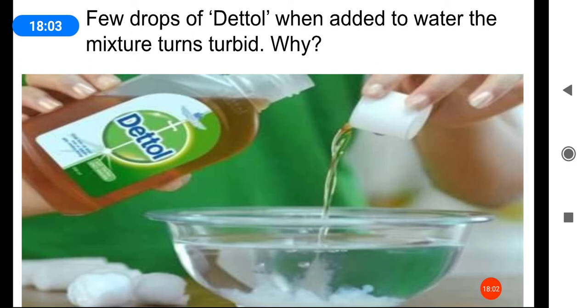A few drops of Dettol, when added to water, make the mixture turn turbid. Why? Turbid means cloudiness. Dettol and water are immiscible with one another and they form an emulsion. So when we mix Dettol in water, the Dettol particles get suspended in water and scatter white light. Therefore, it appears turbid.